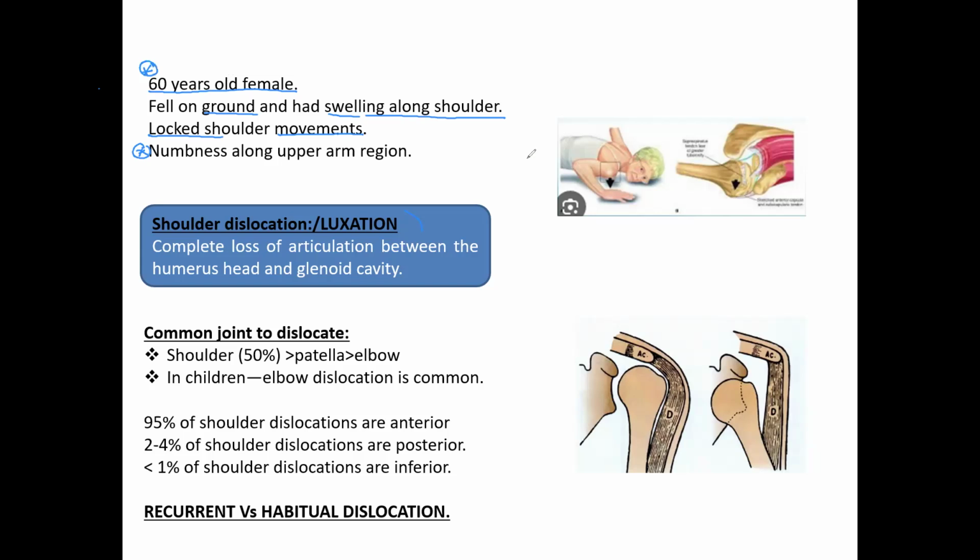So this is the mechanism of injury here. She was just walking, she fell down, and the limb went into abduction and external rotation. So the shoulder joint gave way and the head of the humerus got displaced anteriorly out of the glenoid cavity. This is a classical presentation of shoulder dislocation, to specify, anterior shoulder dislocation.